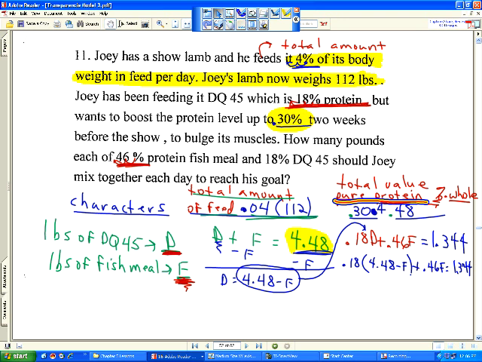So we're down to an F-only equation by substitution. Now we're going to do whatever we can to solve, remembering to look for distributive property and combine like terms. So somebody help me out here. 0.18 times 4.48. 0.8064. Thank you. 0.8064 minus 0.18 F plus 0.46 F is equal to 1.344.